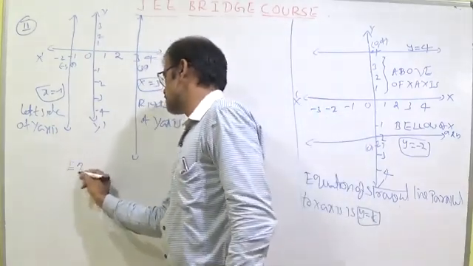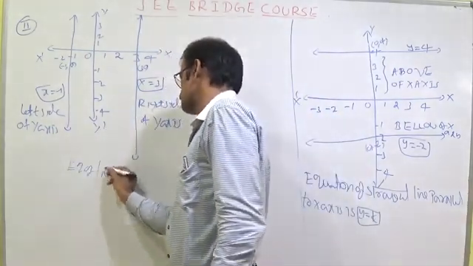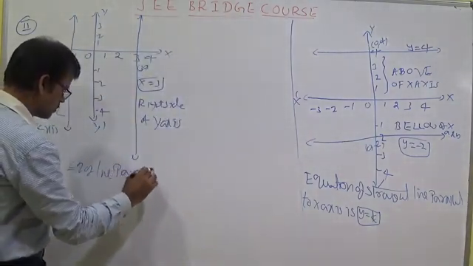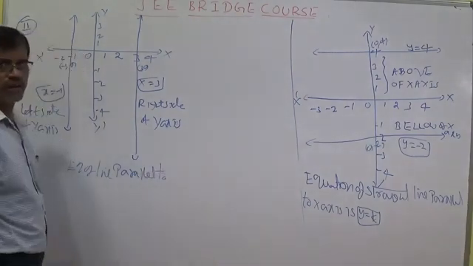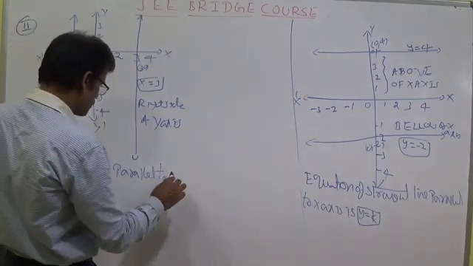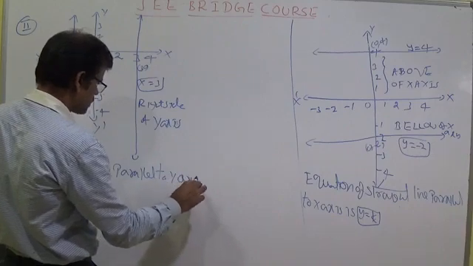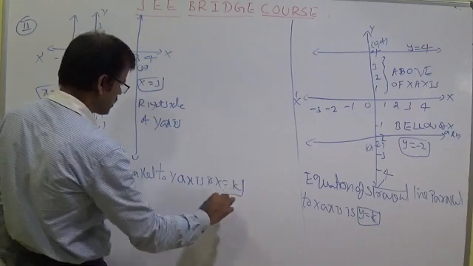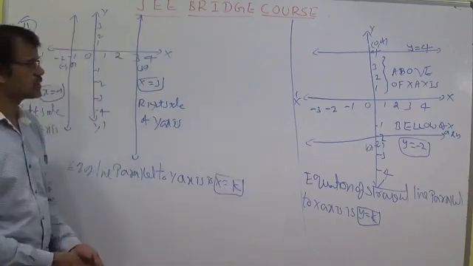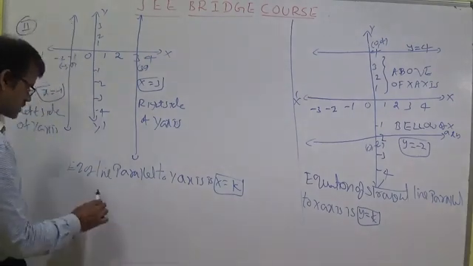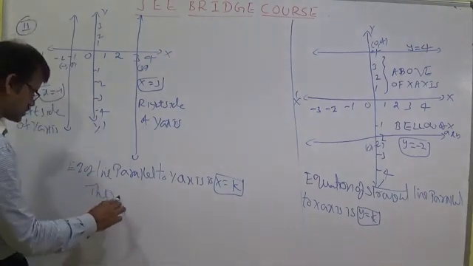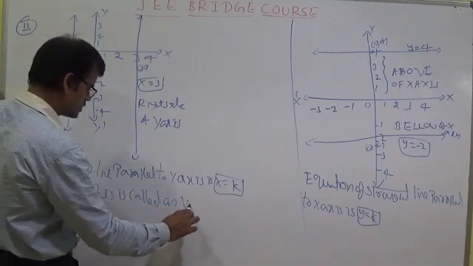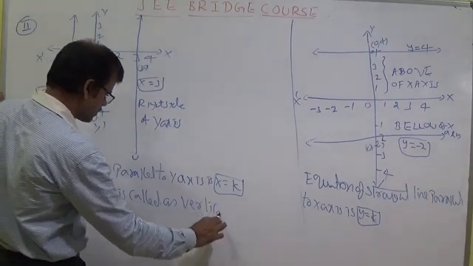Now you write equation of line parallel to Y-axis. Equation of line parallel to Y-axis is X is equal to K, you can write. Equation of line parallel to Y-axis, X equal to K. This is called as vertical line.